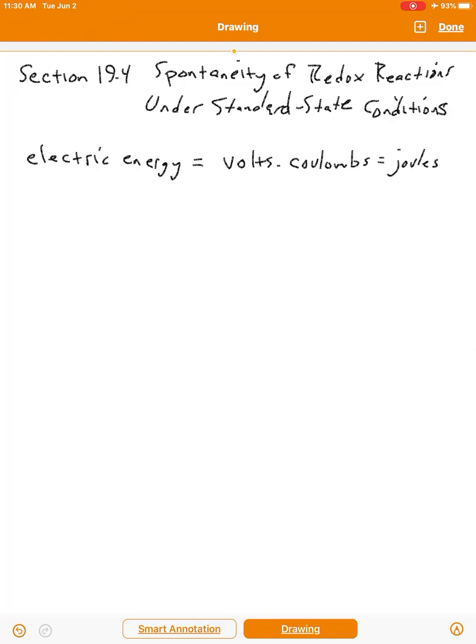Okay? Let me put a couple. I'm going to write E for voltage, Q for coulombs, that's charge, right? Q is charge. And that would be equal to the number of joules. Now typically the abbreviation for volts is V, and for coulombs is a capital C. So 1 volt times coulomb would equal 1 joule.